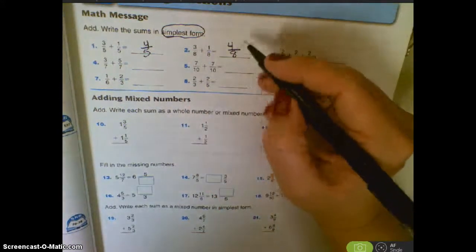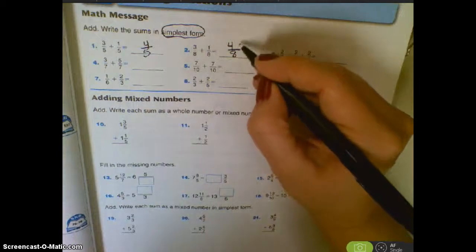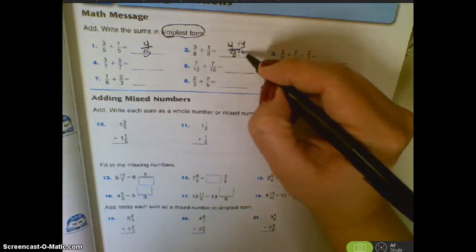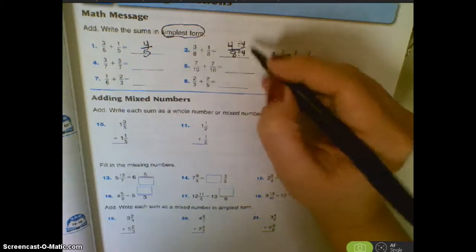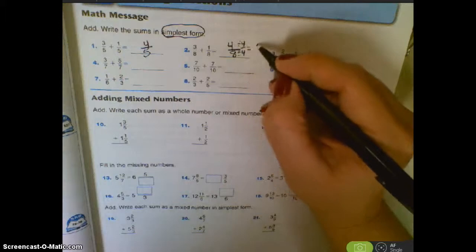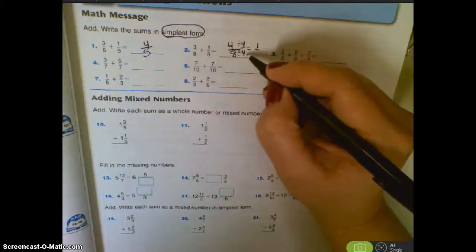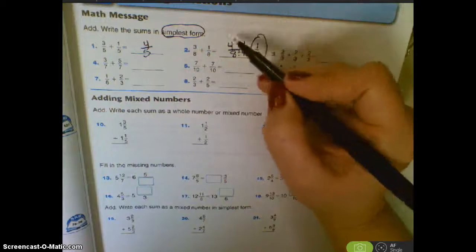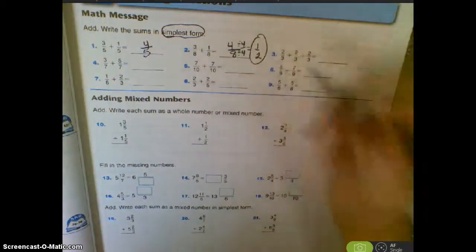This one, however, I can divide by 2 over 2. I could also divide it by 4 over 4. If I did 2 over 2, it would work, I would just need to do it again. By dividing by 4 over 4, I can do it faster. 4 divided by 4 is 1. 8 divided by 4 is 2. So I get 1/2. And it makes sense because when I think back, 4/8 is the same as half.